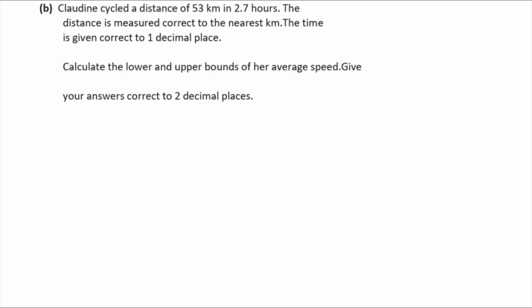Part B says Claudine cycled a distance of 53 kilometers in 2.7 hours. The distance is measured correct to the nearest kilometer. The time is given correct to 1 decimal place. Calculate the lower and upper bound of her average speed, giving your answer correct to 2 decimal places.